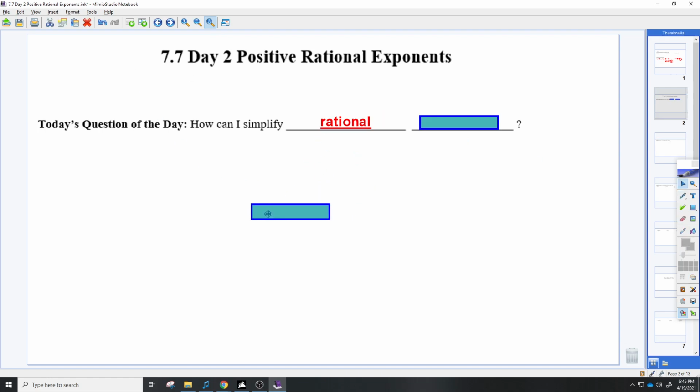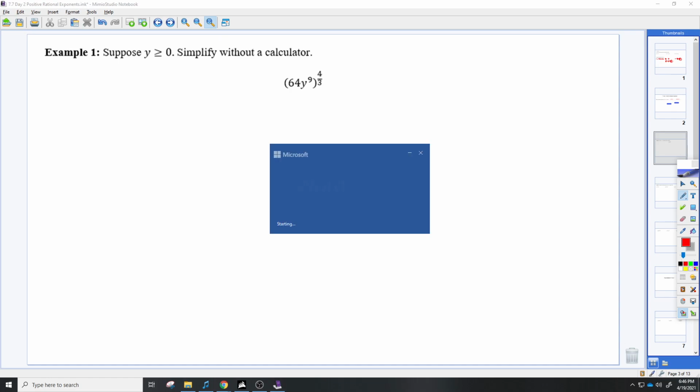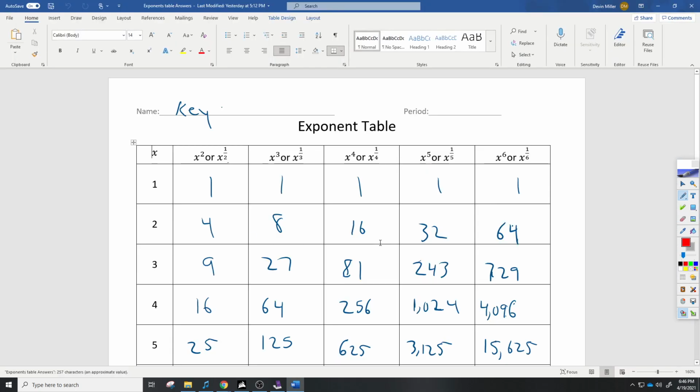Okay, for today, how can I simplify rational exponents? So this is going to combine the properties that we did in 7.2 and 3 using exponents, but now with also being fractions. All right, example 1. Suppose y is greater than or equal to 0. Simplify this without a calculator. So you're going to probably have to go back to that chart that we used before. This one here.